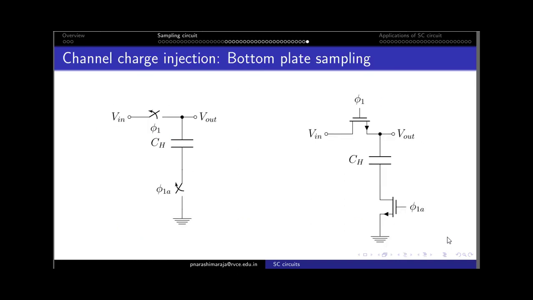So this is a practical way where this phi 1 switch as well as phi 1A switch is replaced with appropriate transistors. Both are built using NMOS structures. With this, I will complete the hold phase as well as the methods to remove the errors that are induced during the hold phase.